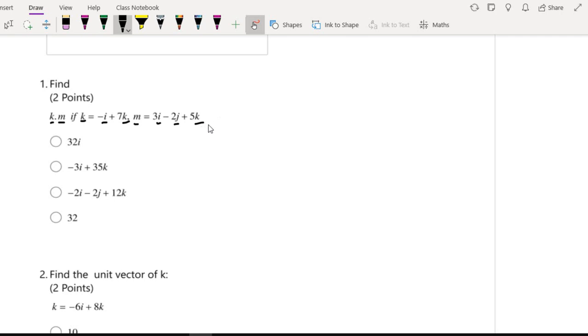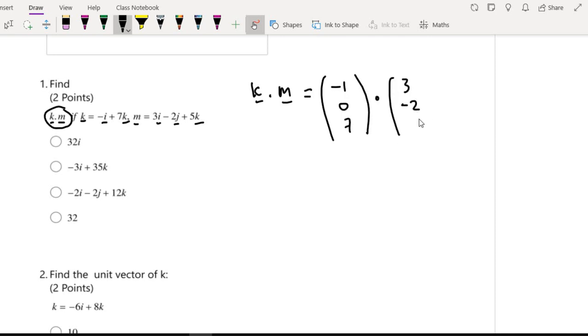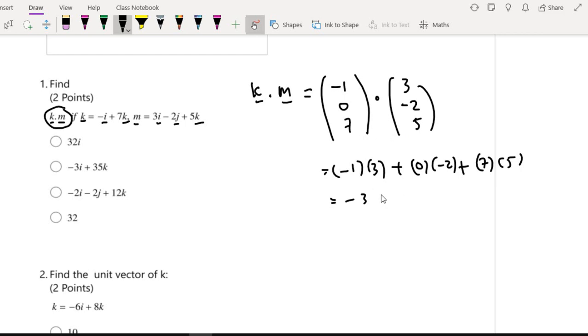Okay. Vector k dot vector m. Given i, j, k, the vectors change to matrix form: negative 1, 0, 7 dot 3, negative 2, 5. Component i times component i, you may skip this step, plus 0 times negative 2 plus 7 times 5. Component i times component i plus component j times component j plus component k times component k. Negative 3 plus 0 plus 35 is equal to 32.